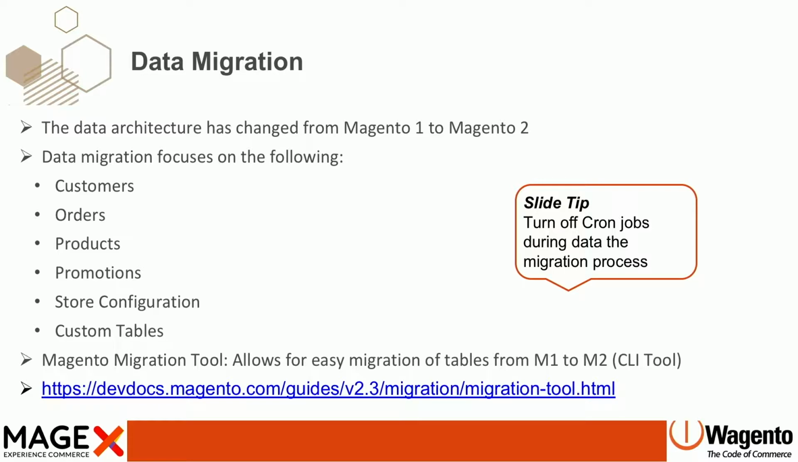And the slide tip is, when you start the data migration, make sure that you turn off your cron jobs, because cron jobs update your database, and that can cause a problem. So make sure to turn off your cron jobs.